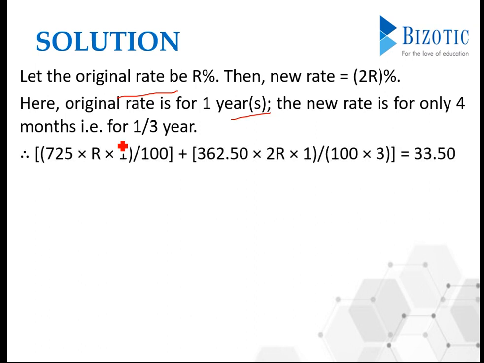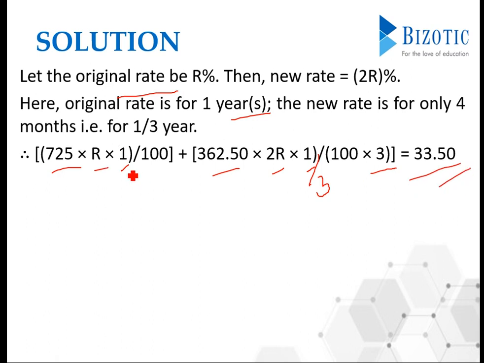So now with this we will substitute the formula. So 725 first principal amount we had got, R is the rate of interest we don't know, we have to calculate, into for 1 year divided by 100 plus 362.50 is the money added after 8 months. So into 2R, the interest will be doubled. It's been said in the question, into 1 divided by 100 into 3, so here you can mention 1/3, or you can also put it in the denominator. Both of them are same. 1/3, why? Because I had explained this is for only the last quarter.